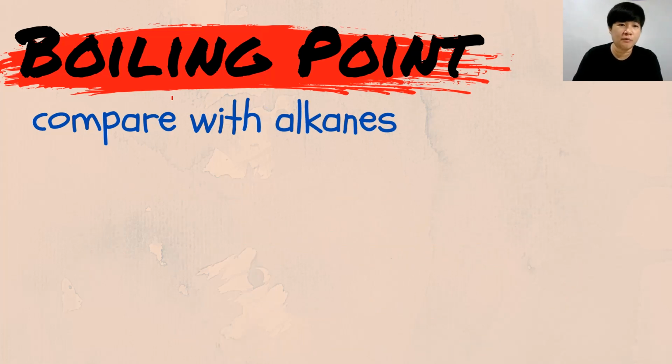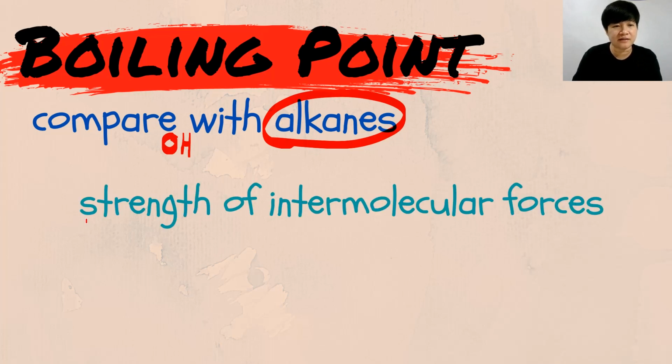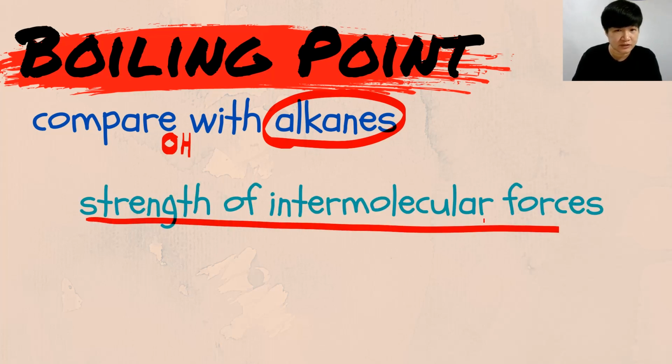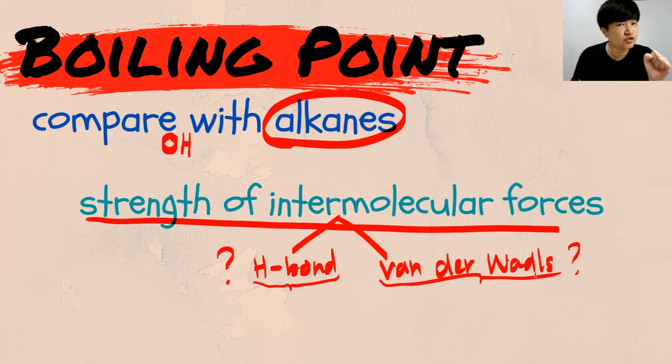Next, we are going to compare our alcohols with alkanes. We are going to look at whether alcohols or alkanes have a higher boiling point. What are the factors affecting it? The factor is definitely the strength of intermolecular forces, and we have two intermolecular forces: hydrogen bond and van der Waals forces. So the question here is, do alkanes have hydrogen bonds or van der Waals forces? And between hydrogen bond and van der Waals forces, which one is stronger? We'll look at that in the explanation later on.